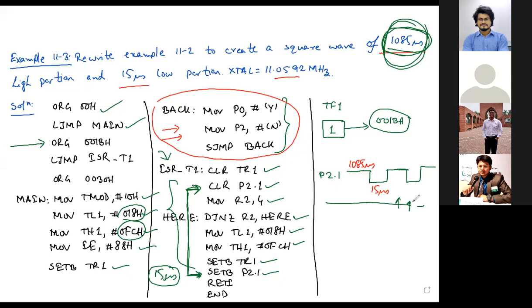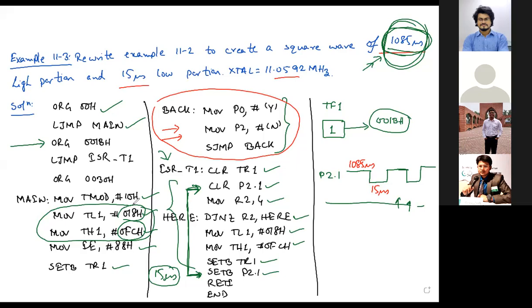How did we calculate the 1085 microseconds for the high portion? This is why I say to read the previous chapters well. In chapter 9 there was a definite article that for creating a specific time delay, what are the values to be loaded in the timer registers? You review that portion again. That is completely in chapter 9. We had, I think, 1 class dedicated to this portion. So see those calculations.